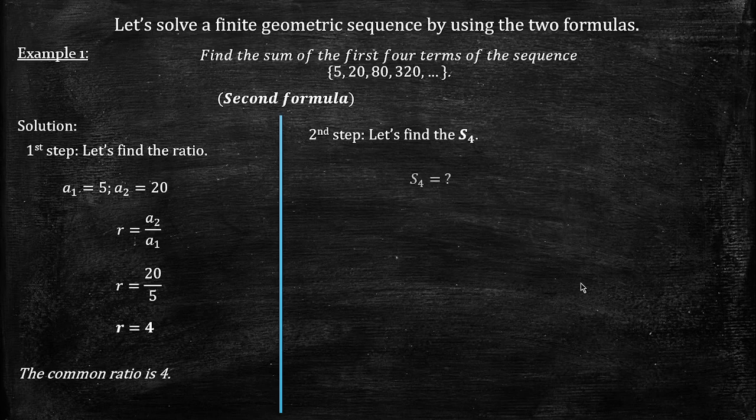So, the same, let's find the given. We need the missing s of 4 is equals to question mark. Then, a sub 1 is equals to 5. Ratio or the common ratio is equals to 4. Then, the n is equals to 4.